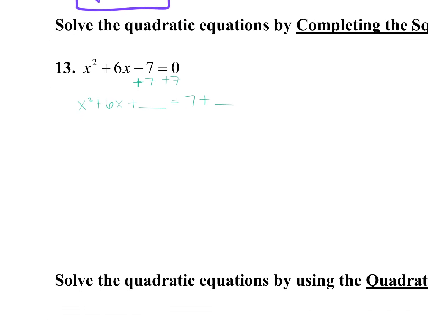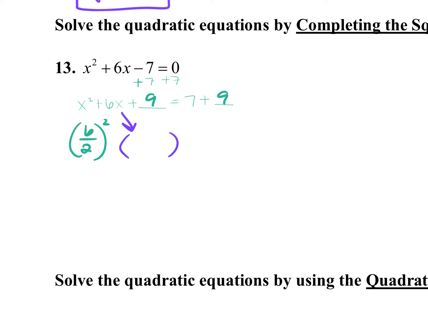How do you find what that something is? This one you have to know for the quiz. I don't put it on there. Divided by 2 and square it. B divided by 2 and square it. So 6 over 2 and square it. So this is 9 and 9. Okay. Then we can factor.